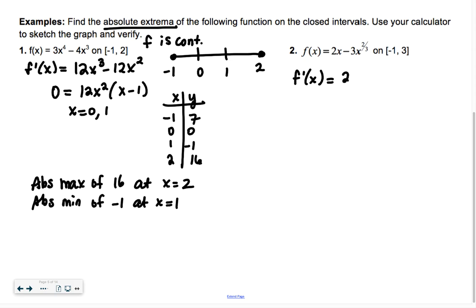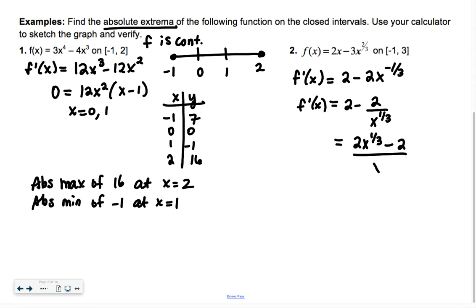So I do 2 minus 3 times 2/3 is 2x to the -1/3. This one is not differentiable at a certain number, but it's continuous there. What makes it undefined? Zero. Because it's really like 2 minus 2 over x to the 1/3. Do you see how 0 makes it undefined? That's why I have students get common denominators, so they can see that. So multiply by x to the 1/3 over x to the 1/3. I'm going to have 2x to the 1/3 minus 2 all over x to the 1/3.